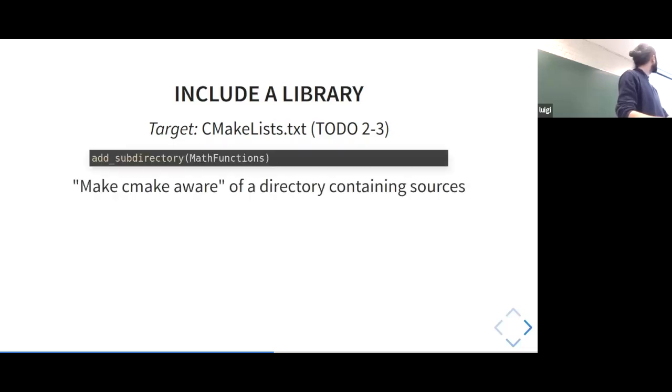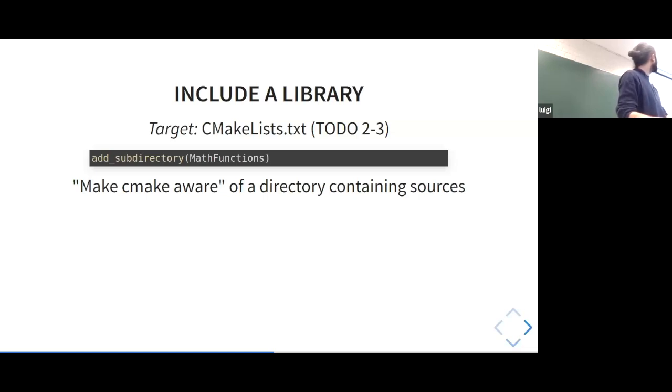So now we want to include the library. We added the library earlier, and we want to include it. And we do that in the main CMakeLists.txt. So it's the second and third to do. 2 steps. First, I need to add a subdirectory. When I do that, I tell CMake, okay, I have a subdirectory I want you to look into, otherwise CMake will just ignore it. So you need to explicitly tell CMake to have a look in there.